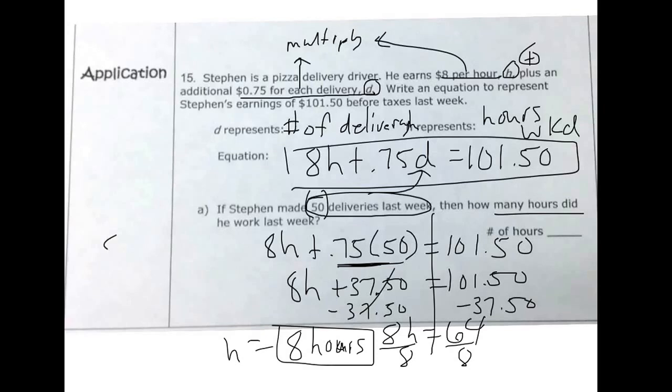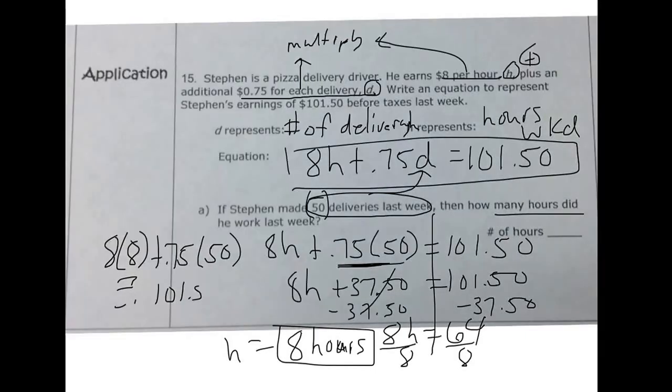I could test it by doing this. 8 times his 8 hours plus 75 cents times his 50 deliveries, and this should equal 101.50 if I type that in the calculator.